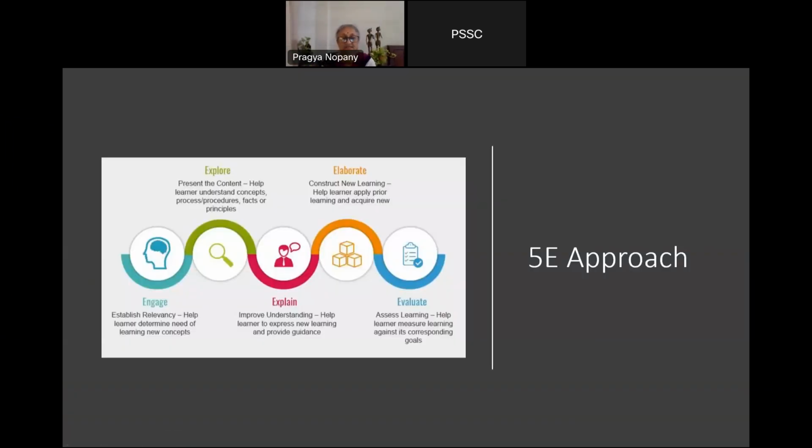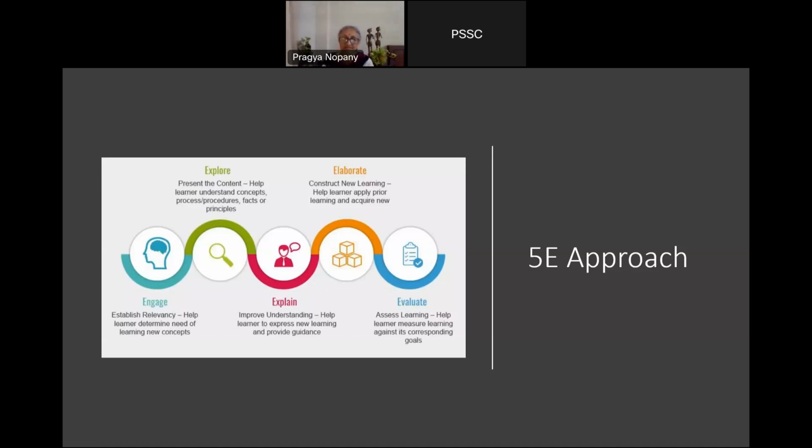This is the strategy where you engage, explore, explain, elaborate, and evaluate. I'm sure every one of you knows this by heart now because you must have attended many webinars on this. But just to revise a little bit, in engage stage, we establish the relevancy. We help the learner determine the need of learning new concepts. So we create such a situation so that the learner is tempted to go deeper into that particular topic.